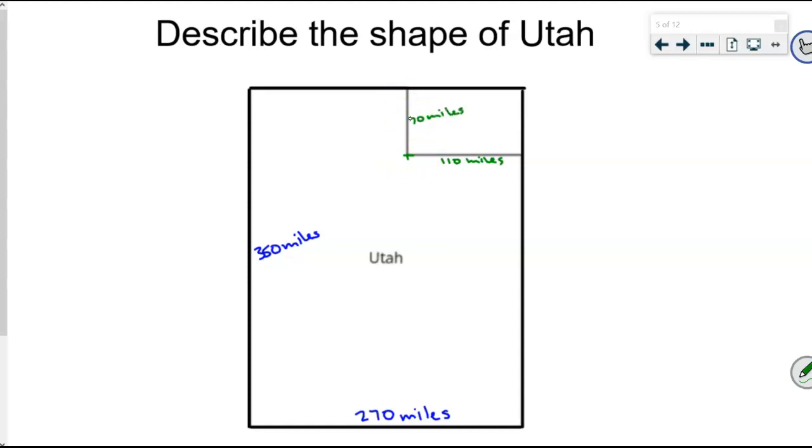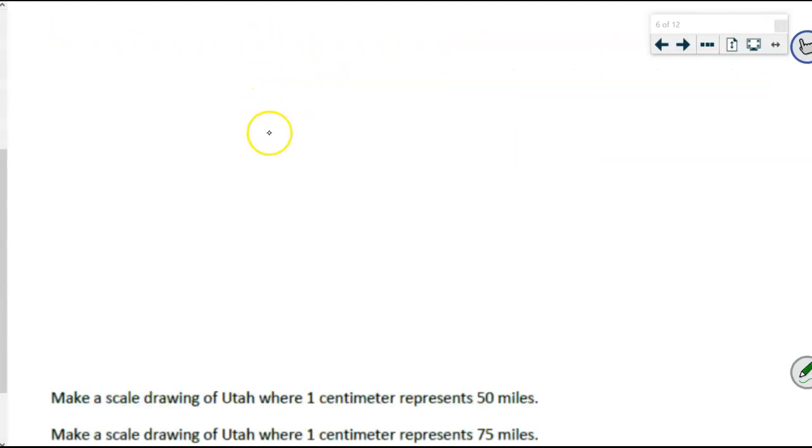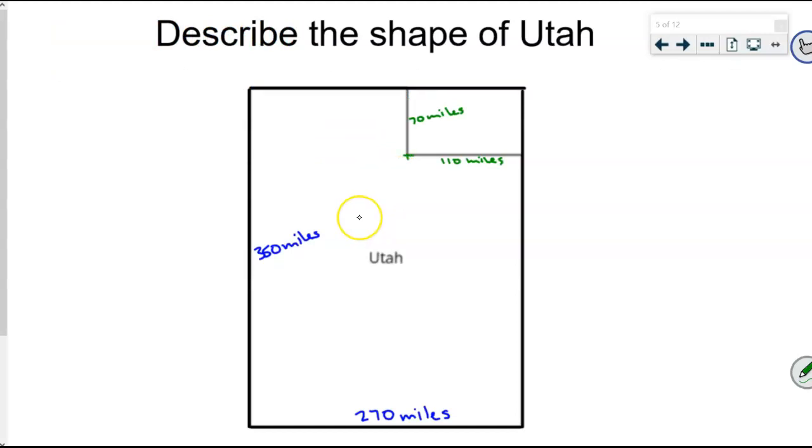All right, so those are our actual measurements. What we need to do now, what's the matter? I wrote 350. It's just really close to the 3, so it looks like a 6, but it is a 350. Is that better? Now you can see that it's 350.